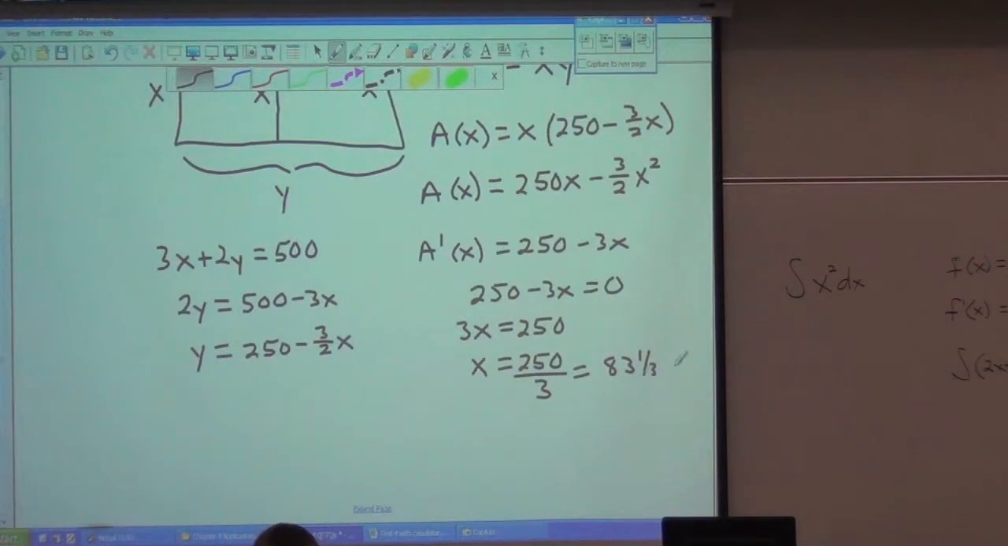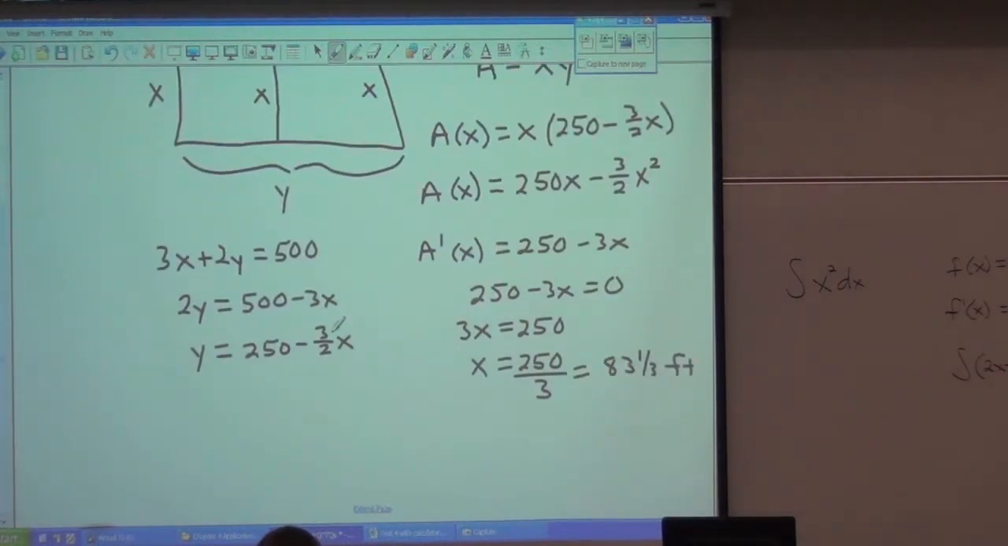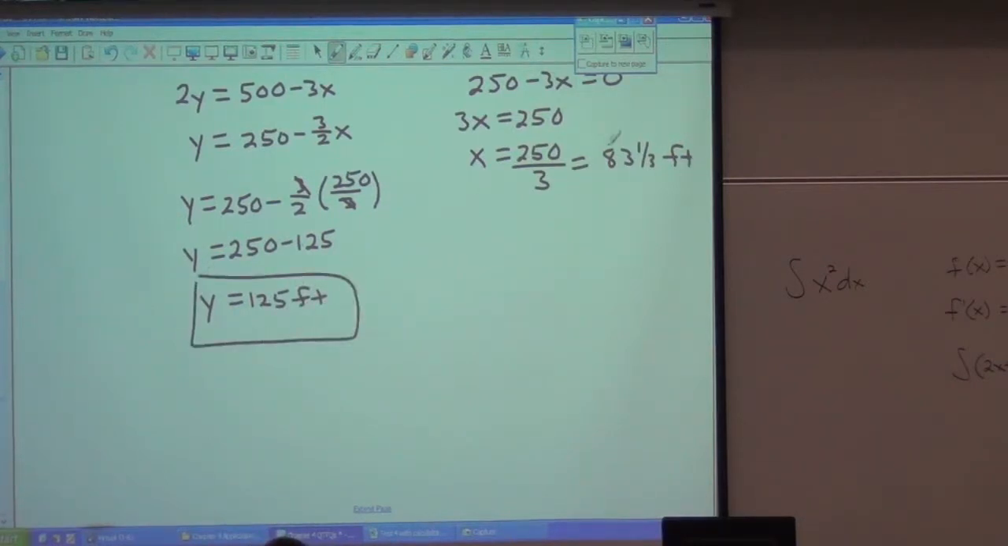And let's see, what were they asking for? What dimensions? So if that's our x, we come right here to find the y. The y would be 250 minus 3/2 times x. It's easier to leave x as 250 over 3, that way the 3's will cancel. 250 divided by 2 is 125. So y is 125 feet, and x is 83 and a third.